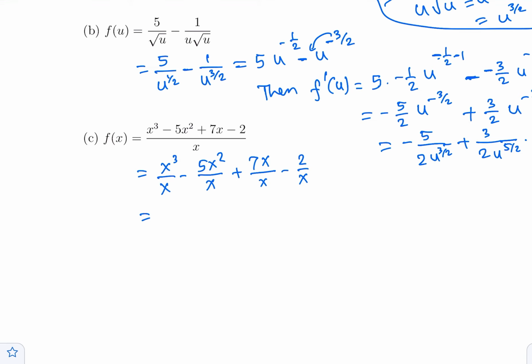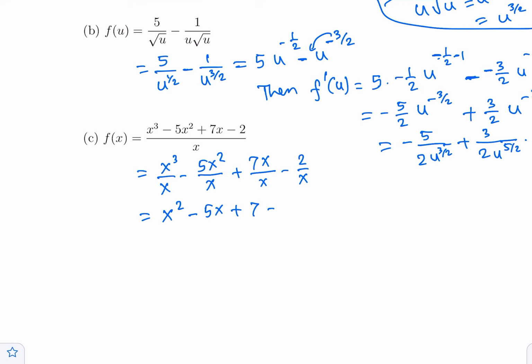Now let's simplify. x cubed over x. Okay, 1 cancels, 2 copies left on the top. So we need to get rid of fractions first. That's what we are doing here. Minus, 1 copy of x cancels from top and bottom, so 5x left on the top. Plus, x cancels, just 7. Minus 2 over x.